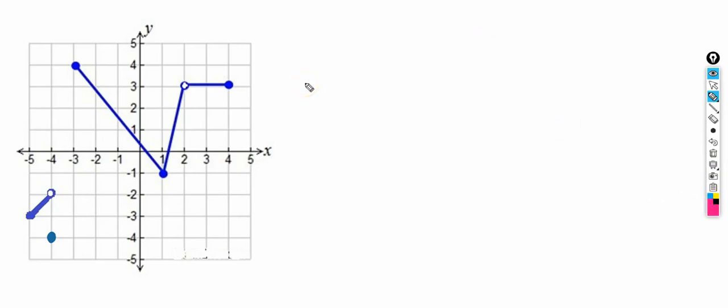So what's the domain? Well, I'm going to start here. And then when I get to -4, it's included because I do have a point whose x-coordinate is -4. And then the rest of this will, okay, I don't have anything at 2.